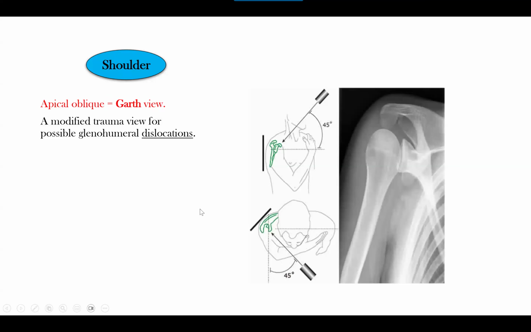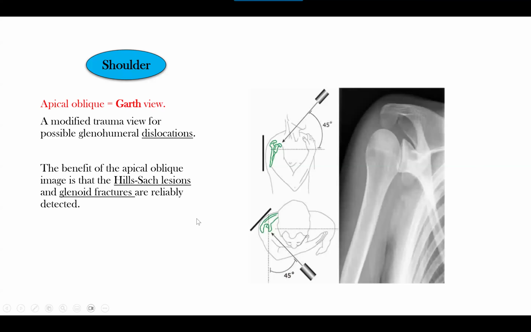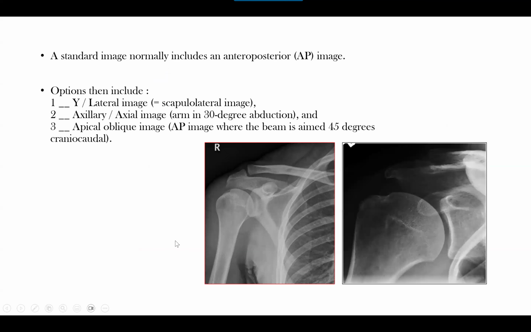No need for patient movement. The patient is holding his arm with the other arm, like in any neutral view. Also it's helpful to detect glenoid fractures and Hill-Sachs fracture. Non-painful. So this is a brief summary, by the way. It's not detailed. The summary of the positions of the shoulder: AB view, true AB or Garth view or apical oblique. This is the best terminology, by the way, because true AB may be another view.